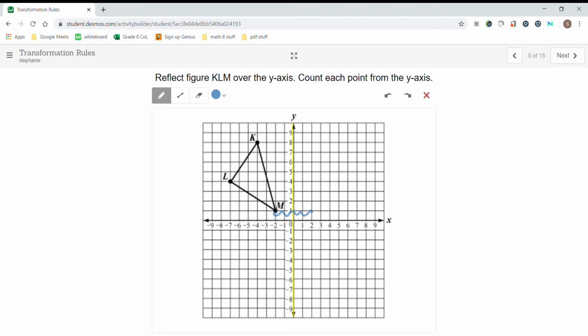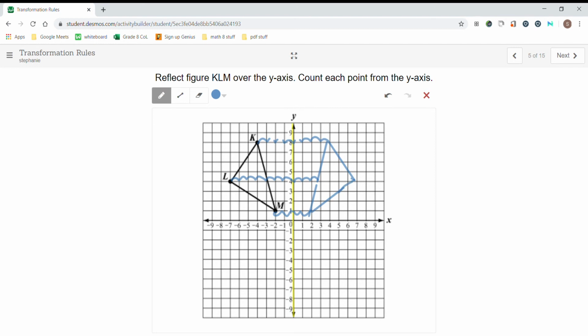If I had K, I'm 1, 2, 3, 4 away, so I'm 1, 2, 3, 4 away this way. L was 1, 2, 3, 4, 5, 6, 7 away, so I'm going to go 1, 2, 3, 4, 5, 6, 7. So my new triangle looks something like this. Okay? I'm going to erase this in the middle so you see the triangle nice and clearly. Okay, so there's my new triangle.